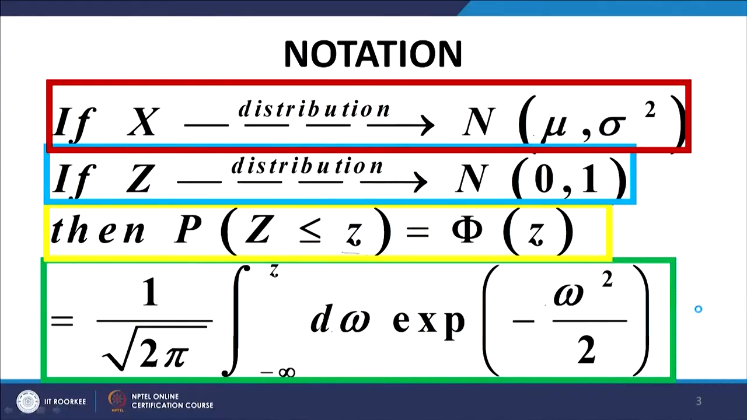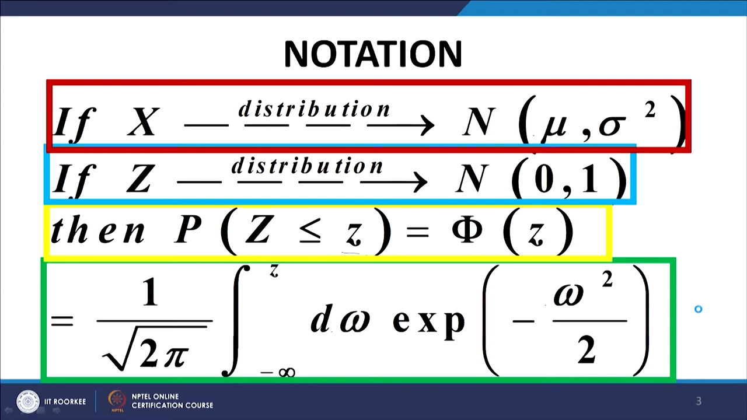Before I get into the Black-Scholes model, a bit of notation, I am sorry. Because there is some ambiguity in the literature on how we represent the normal distribution, I have put it here for the sake of completeness. If X is normally distributed with a mean of mu and a variance of sigma squared, we write it as N(mu, sigma squared). If Z is a standard normal variate, we write it as N(0, 1), because the standard normal variable has a mean of 0 and a variance of 1.